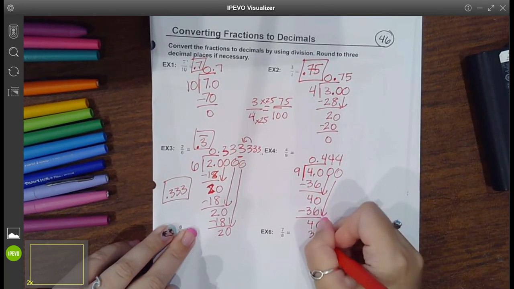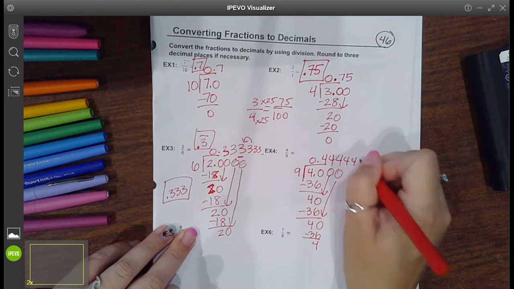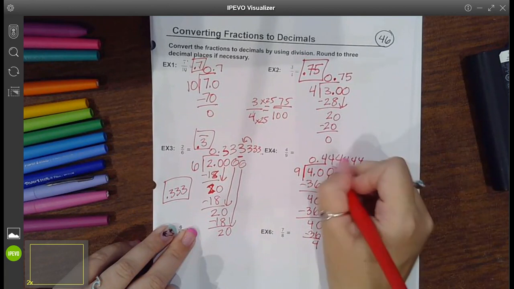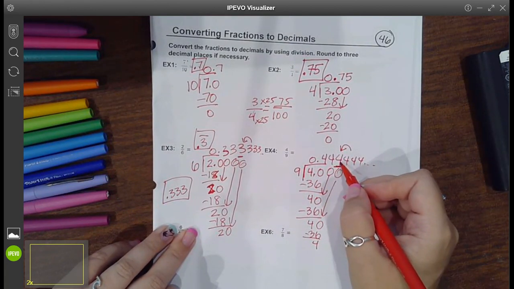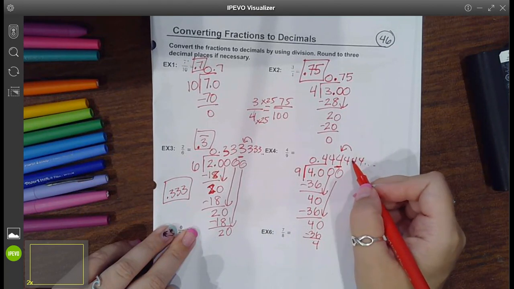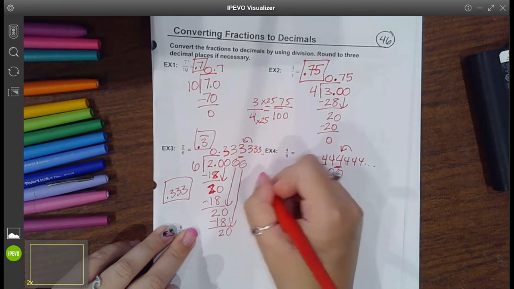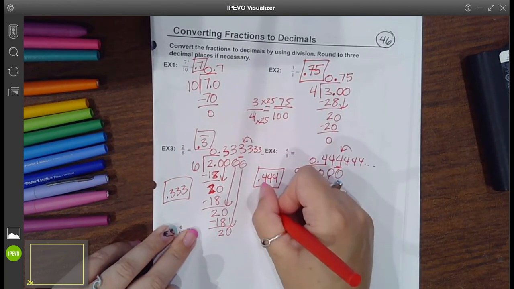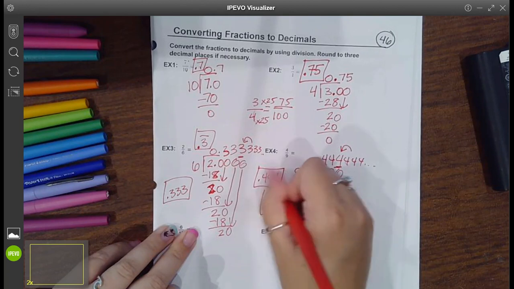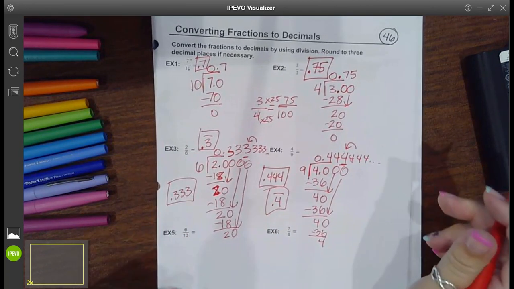Yeah, we are, huh? So this one, actually, if I kept going, it's going to keep being 4 forever. But it rounded off to the 3rd place. So this 4 tells this guy to stay the same because it didn't fall into the 5 or above category, right? So it's going to be 0.444 because they told me to round it to 3 places. Again, if they didn't, I could have just written it as 0.4 repeating. That line up on top means it's repeating.